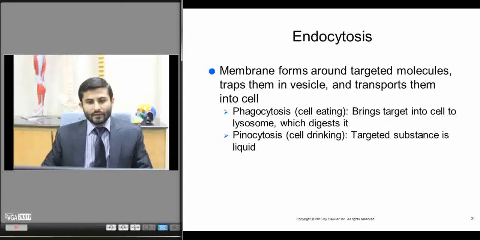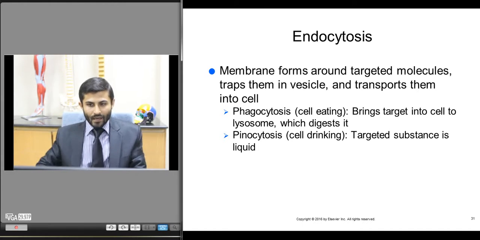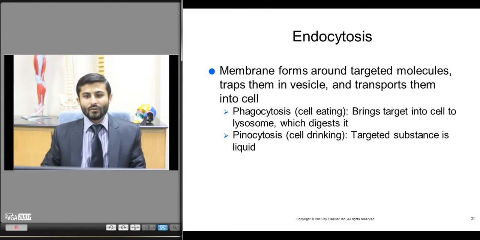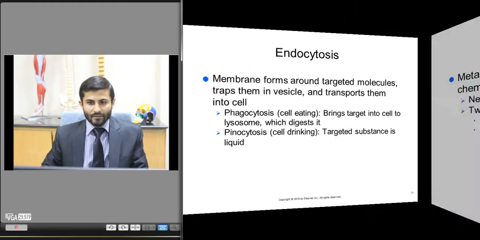Now, endocytosis: the membrane forms around the targeted molecule, traps it in vesicles, and transports it into the cell. It can be phagocytosis or it can be pinocytosis. Phagocytosis is basically cell eating. As if the cell eats something, it brings the target into the cell to lysosomes, which digest it, and pinocytosis targets the substances, that is the liquid.